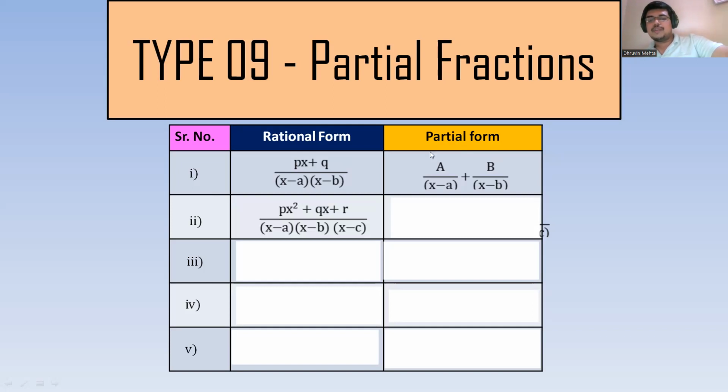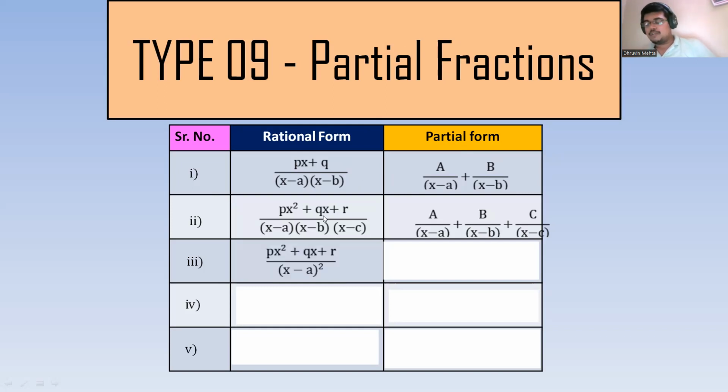Now, if we have three brackets in the denominator, then you guys tell me what should we do? What will be the partial form? A by x minus a plus B by x minus b plus C by x. So it will be A, B, C, right? We'll split it into three fractions. Are you following this, Arush? Yeah. Krishna? We'll split it into three fractions.